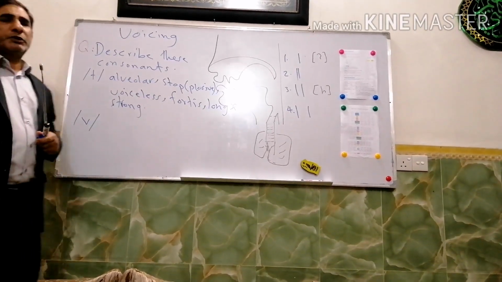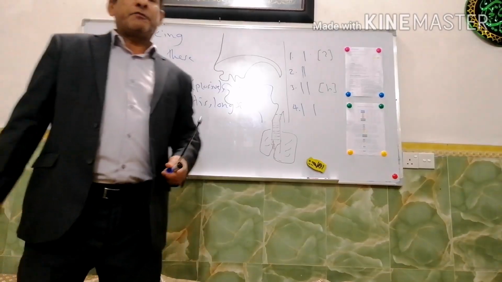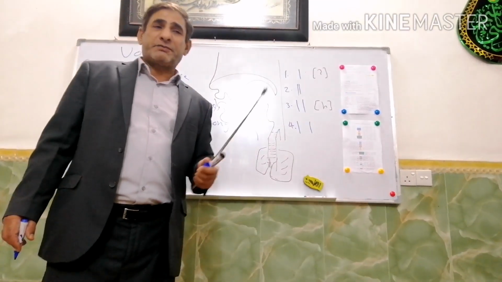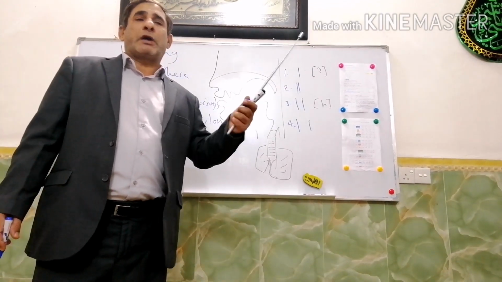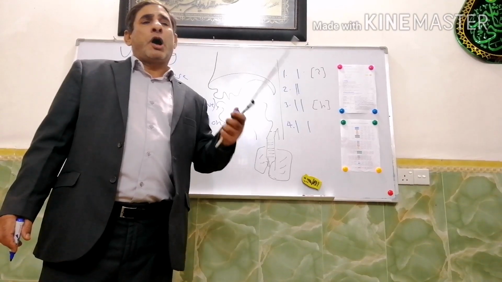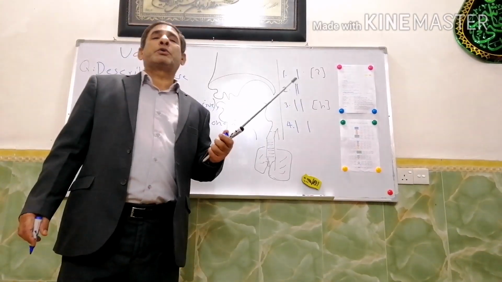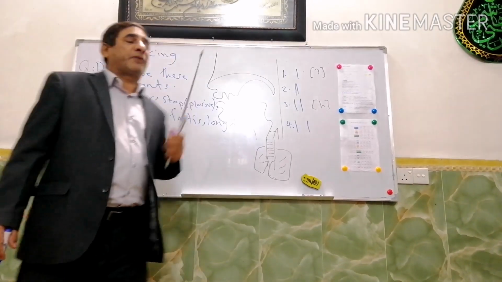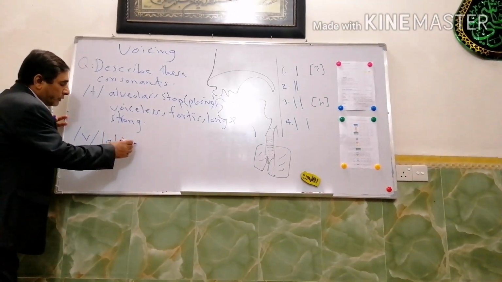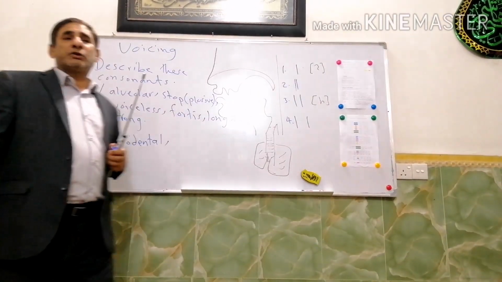v. What do we have here? Now, we take it from the six factors. The first factor is place of articulation. From the point of view of place of articulation, we say v. What do we use? We use the lower lip with the upper front teeth. So it is called labiodental.